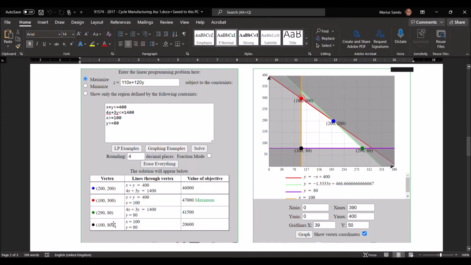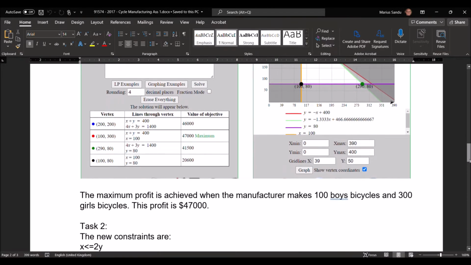As you can see, the vertex where the maximum profit is obtained is 100, 300, so 100 boys bicycles, 300 girls bicycles, and that profit is of $47,000. Now, the next thing I need to do, because all this has been worked by the software, is to make a statement. The maximum profit is achieved when the manufacturer makes 100 boys bicycles and 300 girls bicycles. This profit is $47,000.